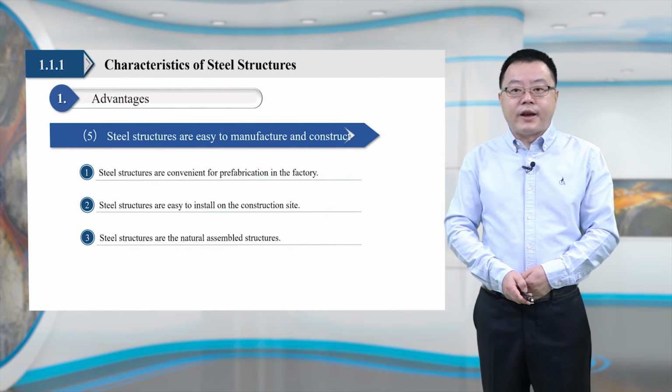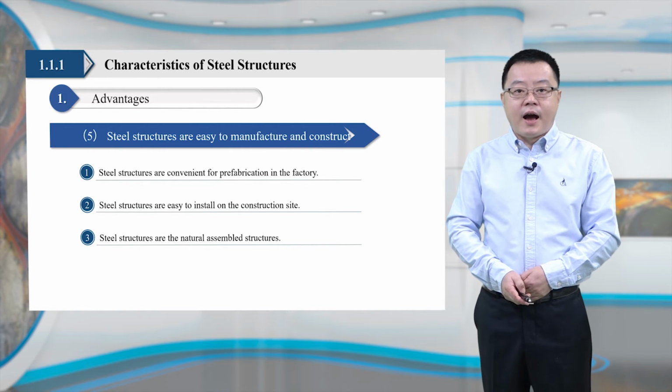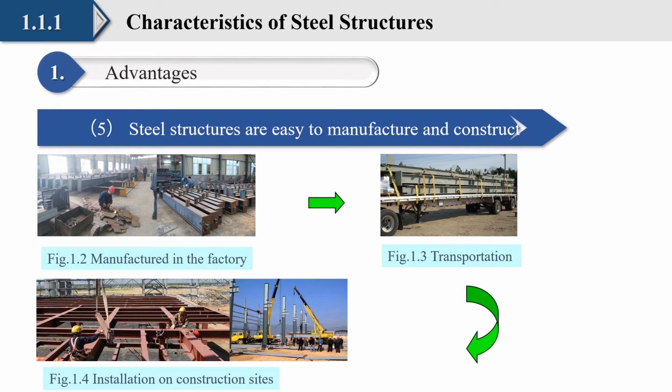The fifth advantage is that steel structures are easy to manufacture and construct. Steel structures are convenient for prefabrication in the factory. Steel structures are easy to install on the construction site. So, steel structures are naturally assembled structures. Figures 1.2 to 1.4 show the whole process of steel structure from manufacturing to installation on the construction site.